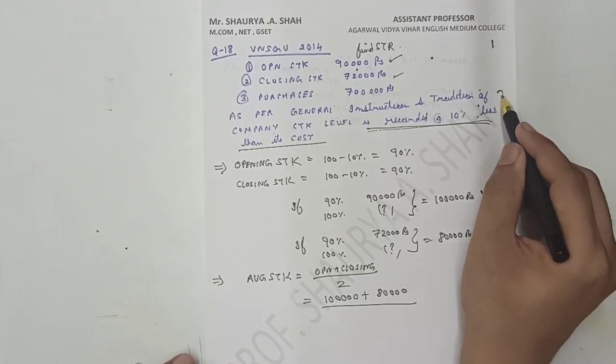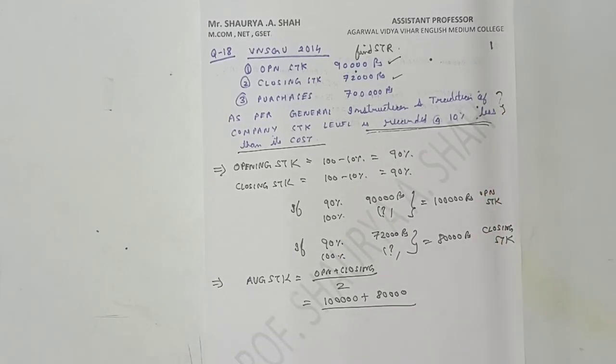Why this line is given? It is not given for decoration purpose, right? So you need to calculate it. 1 lakh plus 80,000 divided by 2. So your average stock comes to 90,000.